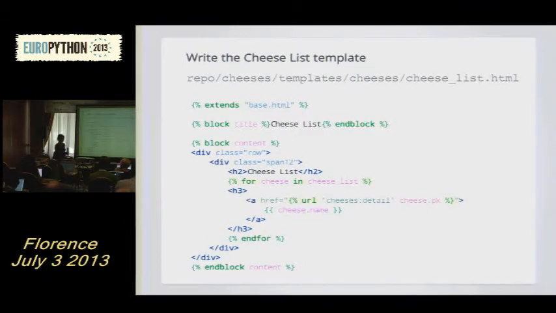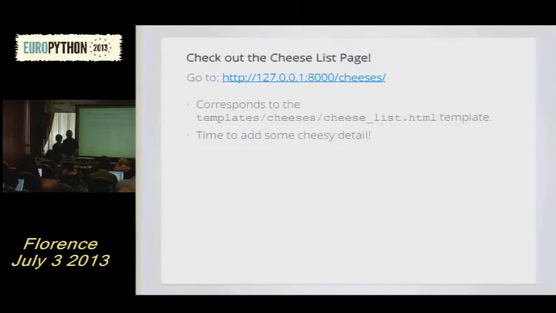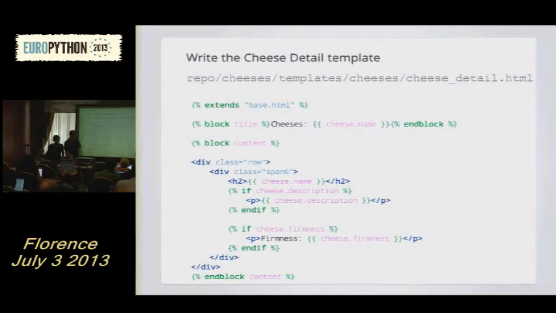Okay, let's get into the cheese detail template. Go ahead. If you haven't done it yet, go to /cheeses and see your cheese list template in action. You'll notice there are links on it. The links don't work yet. Let's make them work.